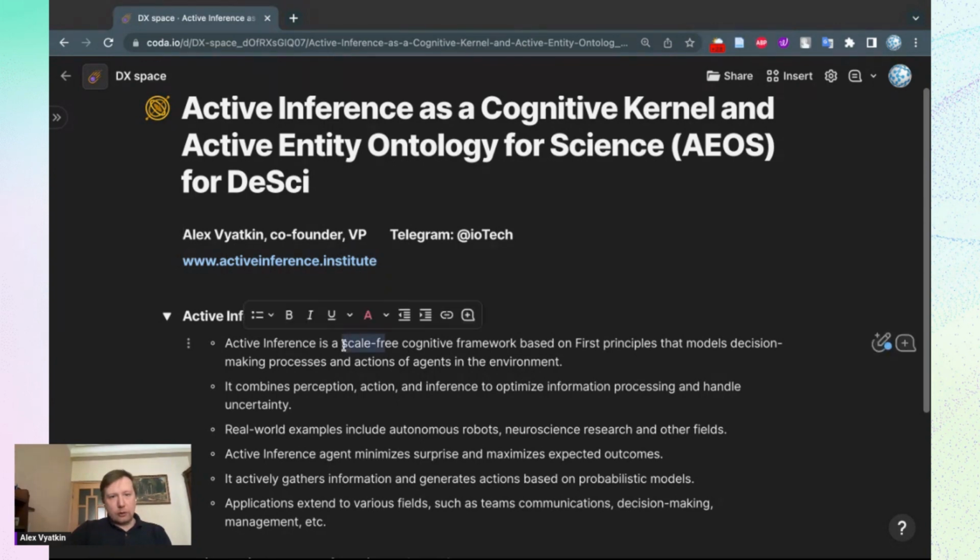And it's quite important about scale-free here, because it means that we can apply it for different types of agents and systems. And for me personally, very important that it's based on first principles, starting from physics, from thermodynamics, through information theory to quantum information theory. It's quite a broad space for people who like math and physics. This framework combines perception, action, and inference to optimize information processing and handle uncertainty.